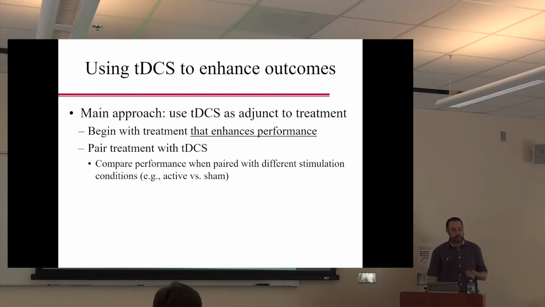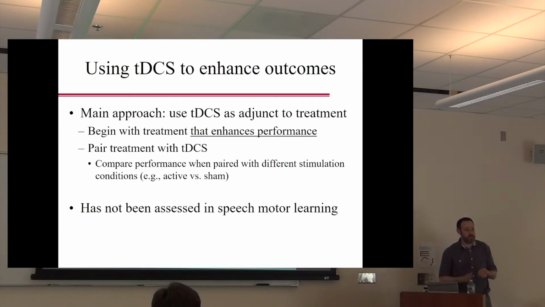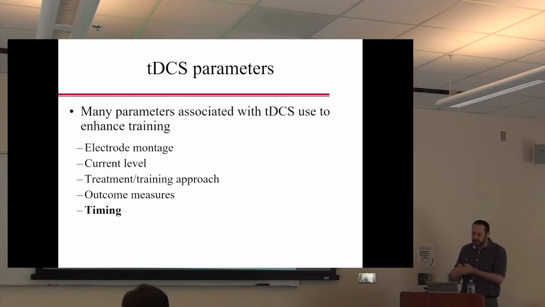So as I said, this has been looked at a bit in arm-based hemiplegias as well as in aphasia, and it really hasn't been assessed much in the speech motor learning domain, particularly in the post-stroke speech motor learning domain, and so that's where the work that we're doing is going to go, although the data that I'm going to talk about today is not actually with impaired individuals, and we'll get there in a sec.